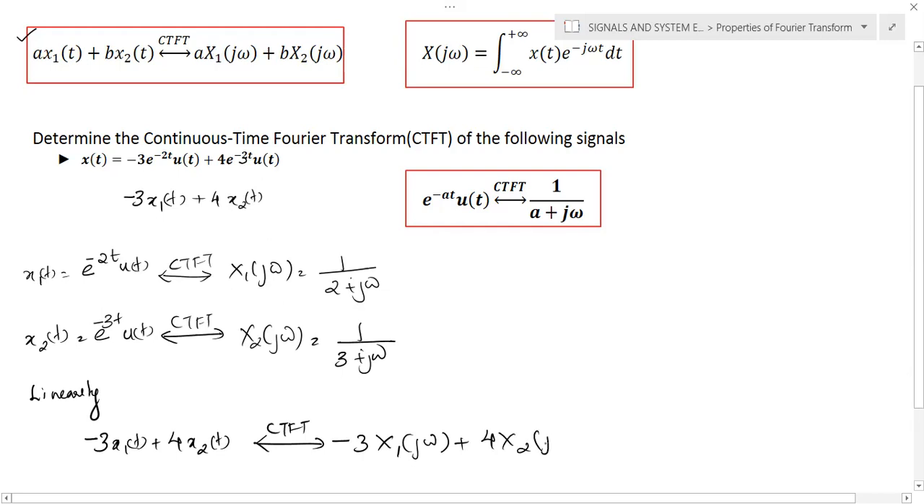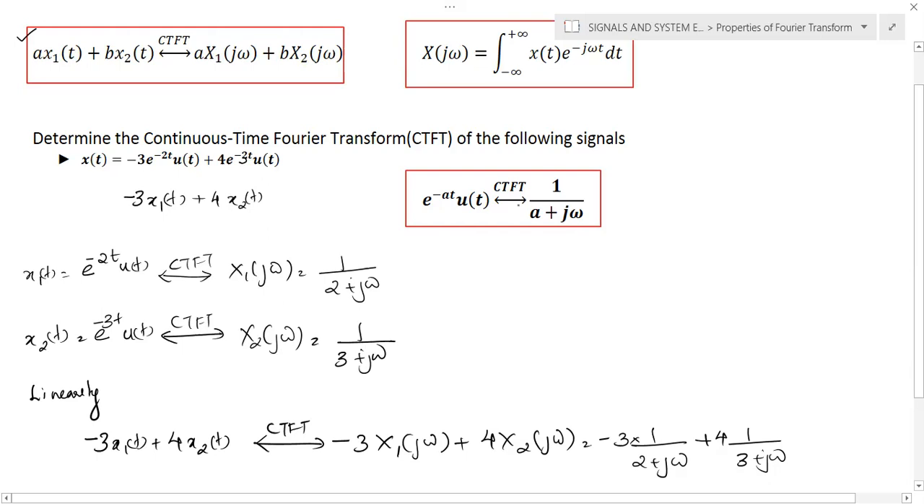And if you apply the result, it becomes minus 3 into 1 by 2 plus j omega plus 4 into 1 by 3 plus j omega. Without using the integral equation, I can directly write the result, provided you know the result of X1 of j omega and X2 of j omega.